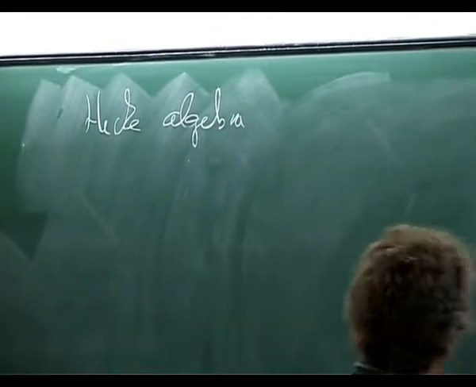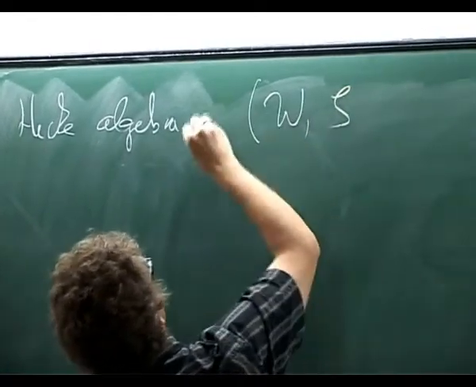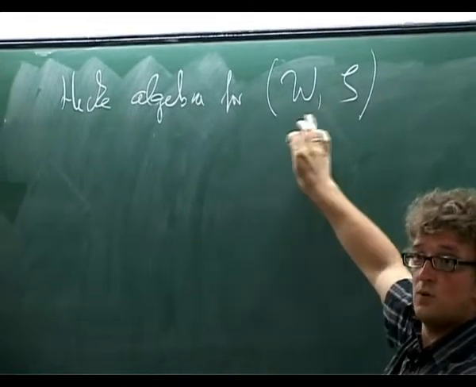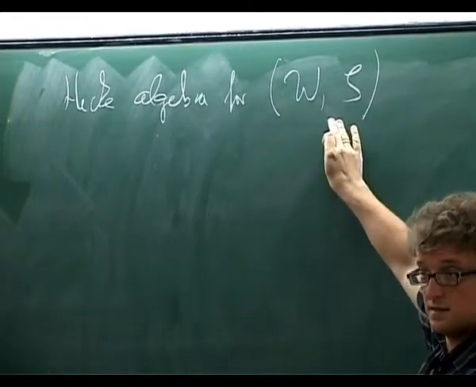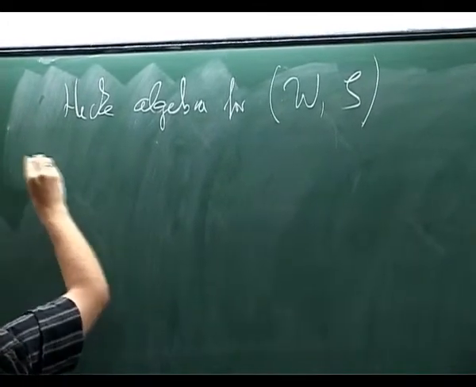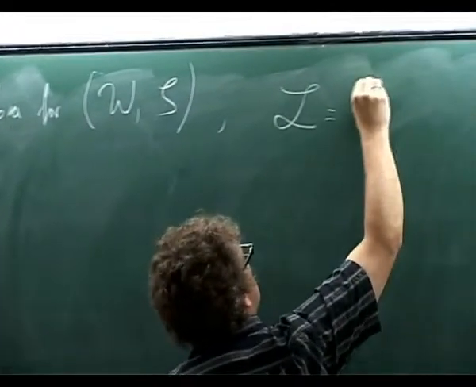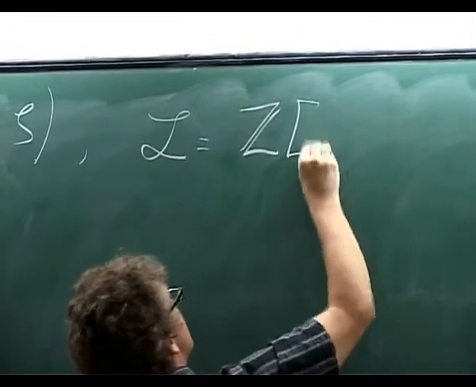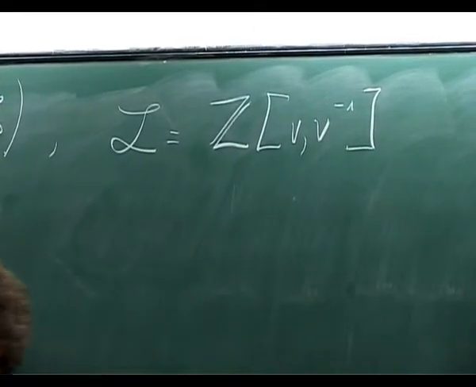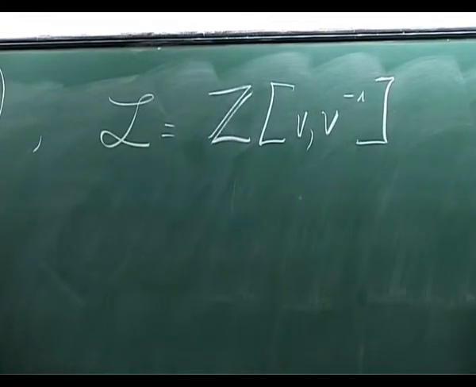So the Hecke algebra is associated to a Coxeter system. In our case, it's the Weyl group with generating set the simple reflections. So what do we do to get an algebra? First we define L, which is Laurent polynomials over the integers. It's just this ring, the ring of Laurent polynomials in one variable.